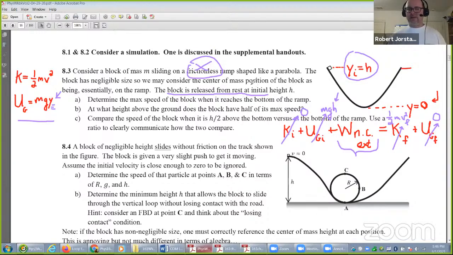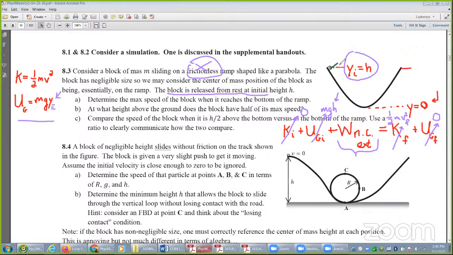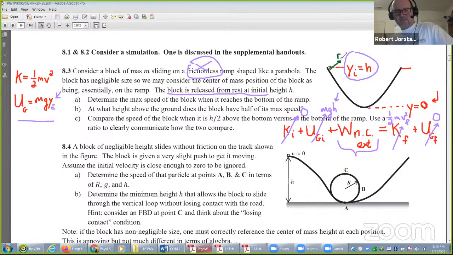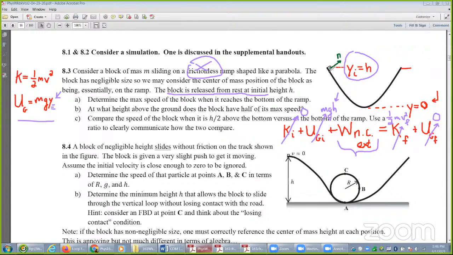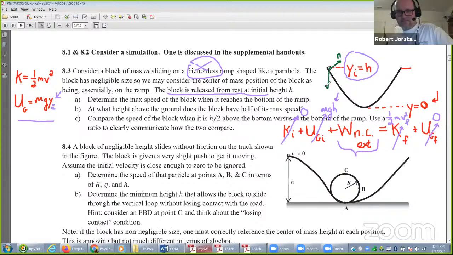What about a zombie pulling on it with a rope? We don't have that. What about the ramp itself? Doesn't the ramp exert a force on the block? What are the forces on the block right here at this top position? Give me one force. Normal force. You agree it's kind of in that direction? Yes. And then what other force? We've got gravity, right? Sorry, that's not perfect. There we go.